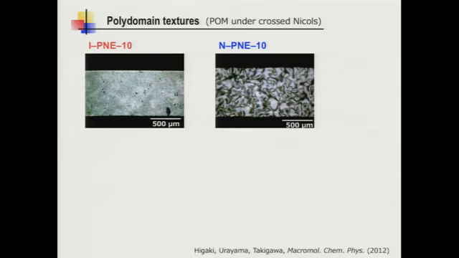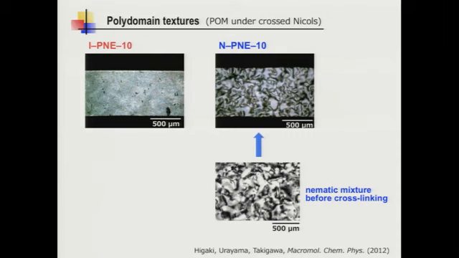So firstly, we show the textures. Okay, this is the pictures by the polarizing optical microscope and the crossed nicols. You can see a marked difference. In the case of nematic genesis, we see typical Schlieren textures.